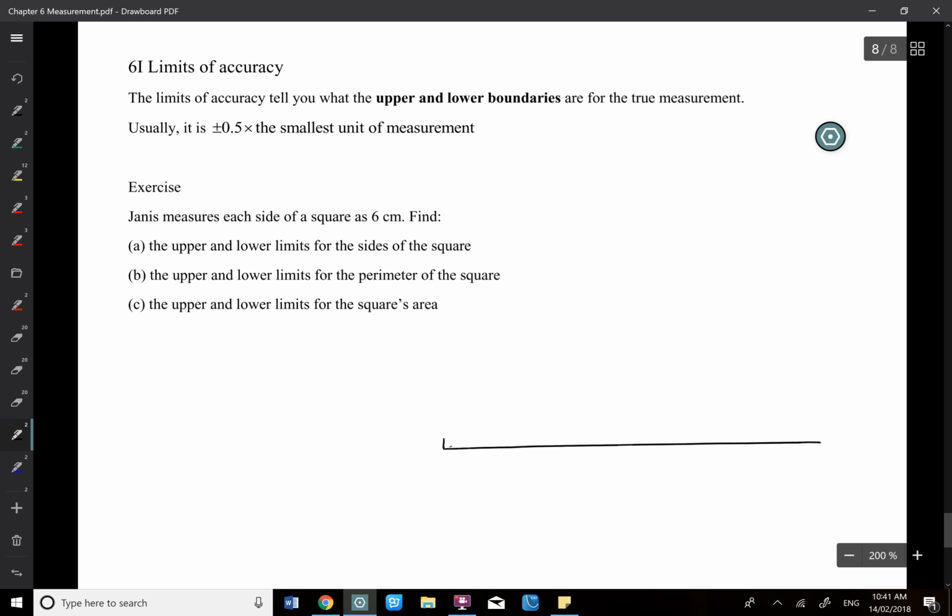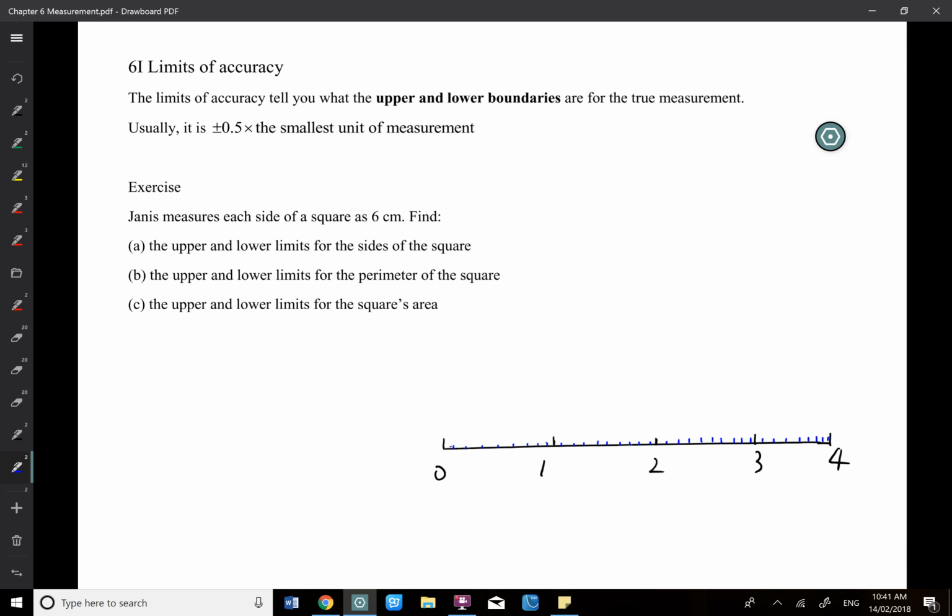I have a ruler, let's say 0, 1, 2, 3, 4 centimeters. That's 4 centimeters. And on your ruler you have millimeters as your smallest measurement units, right? Let's say there are 9 divisions between each centimeter. I know it's not to scale, but that's similar to a ruler.